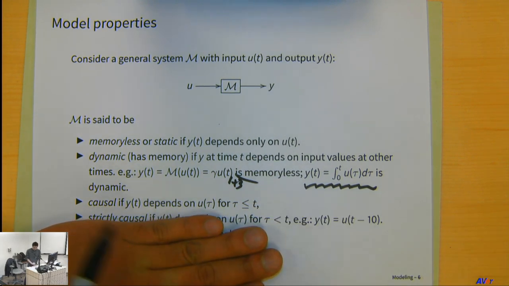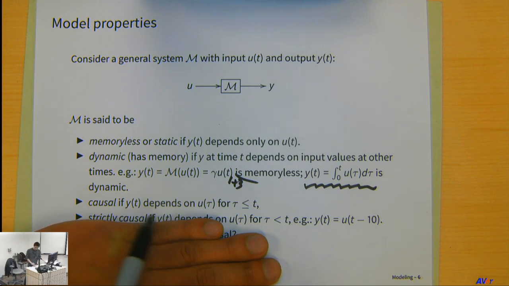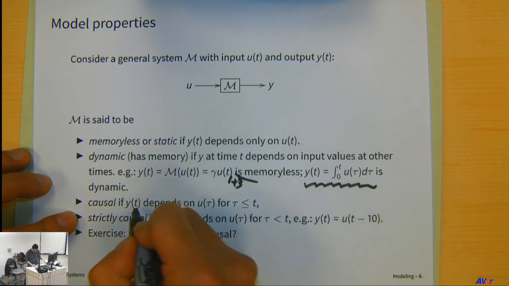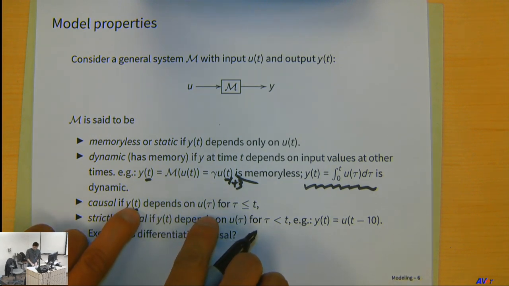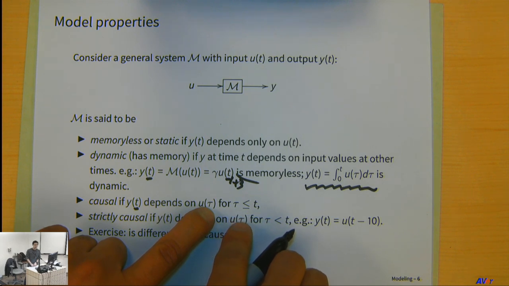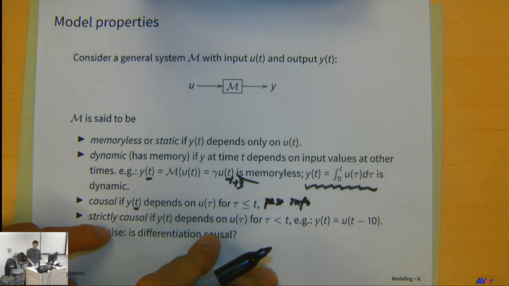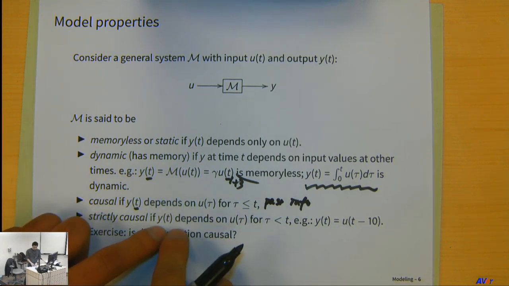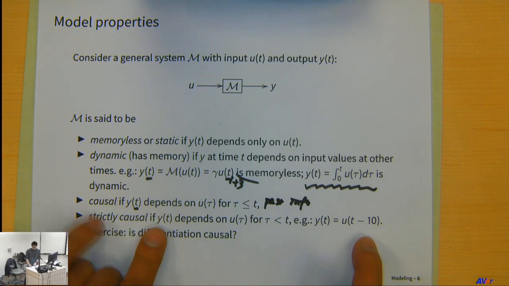Now, very importantly, it's the concept of causal or acausal systems. A model M is called causal if the output at time t, so all these indices actually matter, so be careful, if y at time t depends on the input only in the past, if y(t) depends on u(tau) where tau is smaller than or equal to t. This is also in the past. This is past information. Then it's called causal. It's strictly causal if what happens now depends strictly on what happened previously, if it depends on u(tau) only for tau less than t. As an example, it can be something like this, then it's called strictly causal.